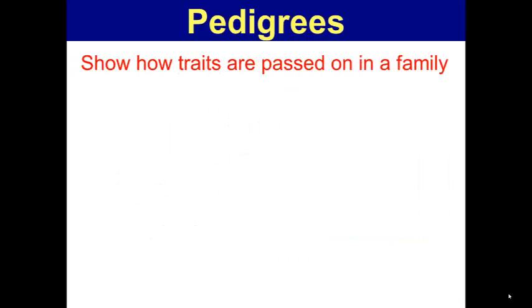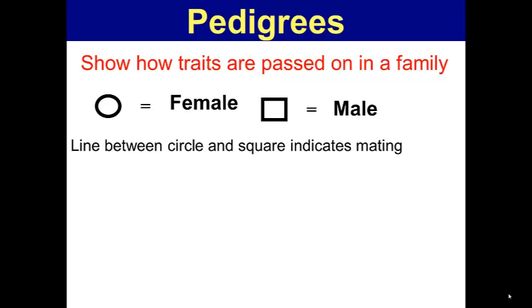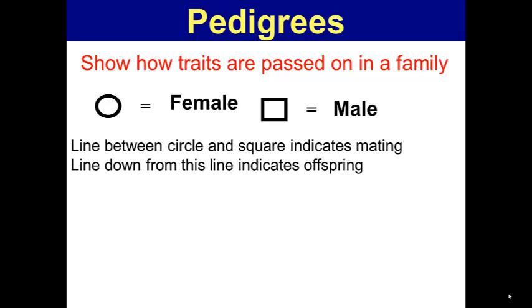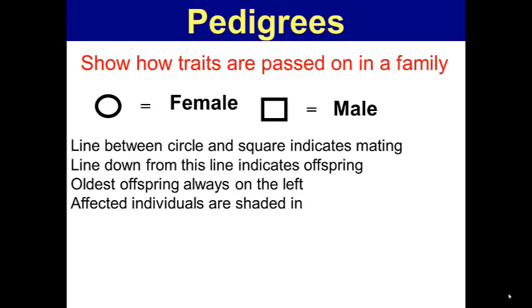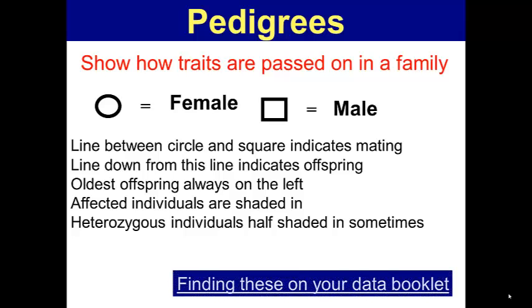Pedigrees show how traits are passed on in a family. Circles represent females and squares represent males. A line between the circle and square indicates that a mating has occurred. A line down from this line indicates that offspring were produced. The oldest offspring is always located on the left. Affected individuals are shaded. Heterozygous individuals are sometimes half shaded in. You can find these rules in your data booklet.